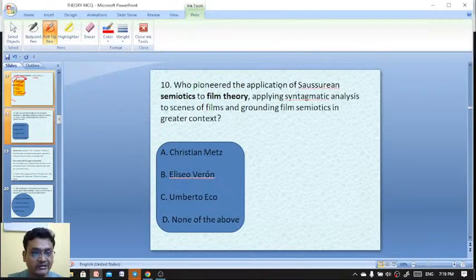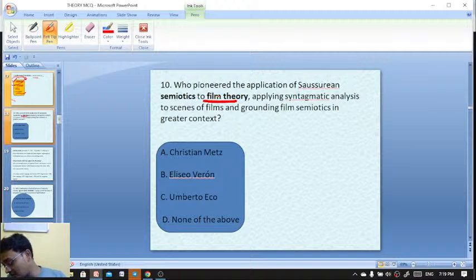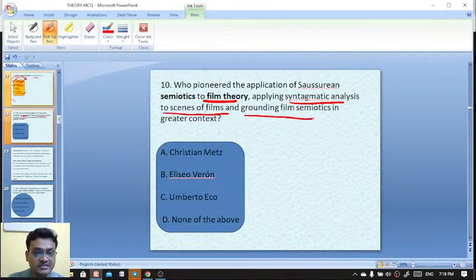Chalo. Who pioneered the application of Saussurean semiotics to film theory? Film theory ko kisne pioneered kiya tha? By applying the semiotics of Saussure, applying the syntagmatic analysis to scenes of films and grounding film semiotics in greater context. Christian Metz. These are even questions for UGC NET.